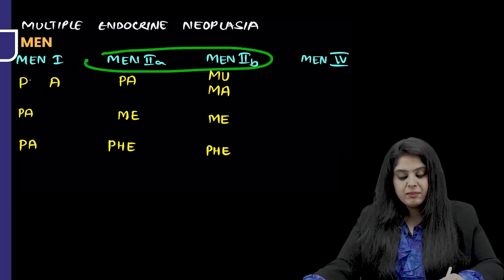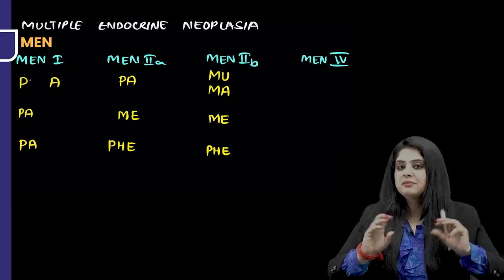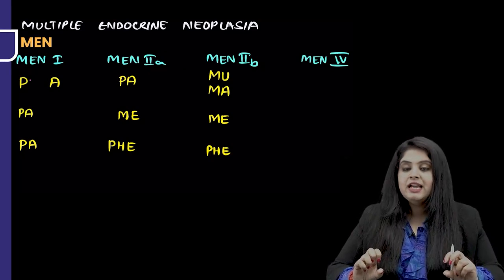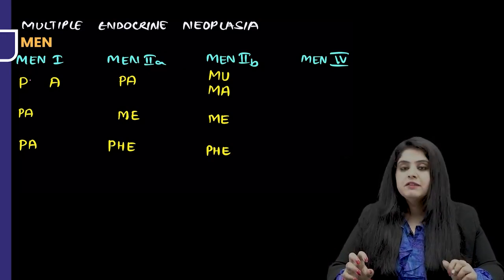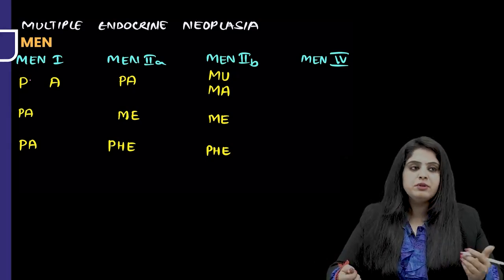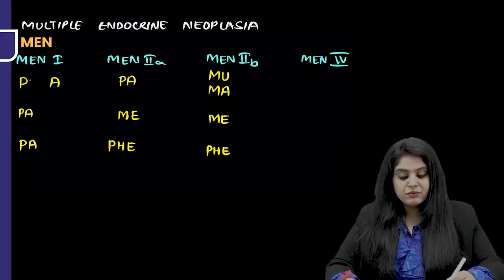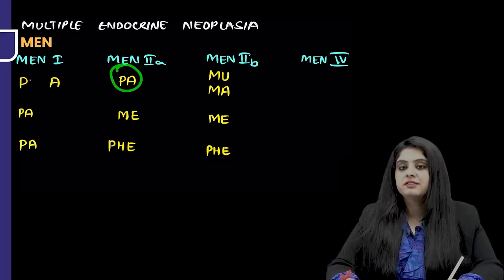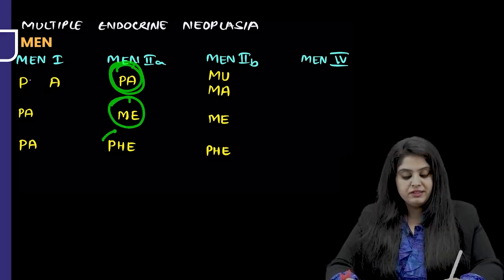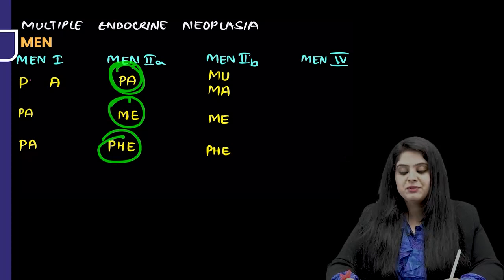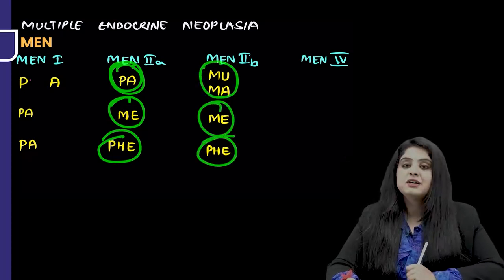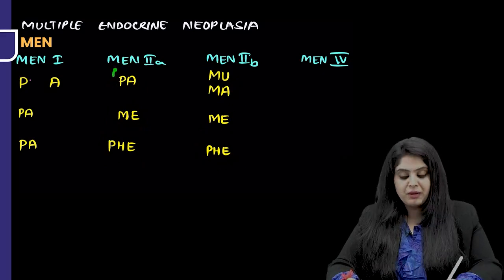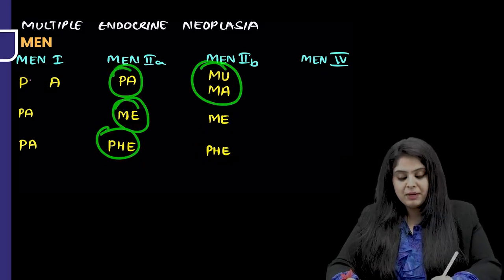For MEN 2A and MEN 2B, what have I learned? Imagine you are a small, tiny kid, and you have to ask for money from your parents. You have to pay for some school fee or tuition fee or some coaching classes fee. So what are you going to do? First you'll ask your father for money: Papa, give me the fees. If your papa doesn't give you the fees, then you'll ask your mother: Mama, give me the fees. That is how I have learned these MEN syndromes. Papa, give me the fees, and mama, give me the fees.